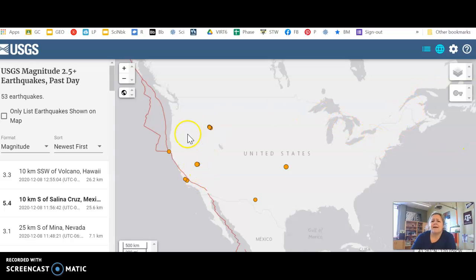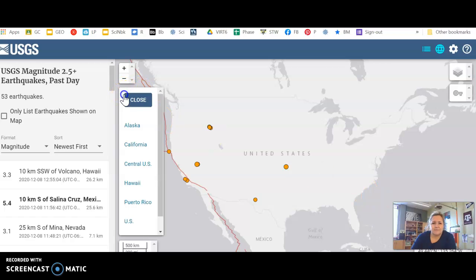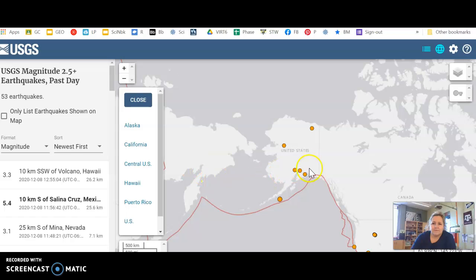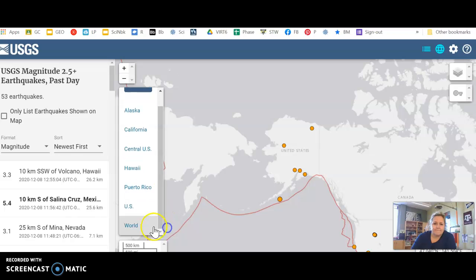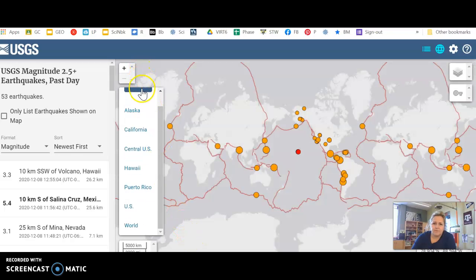Right? Maybe I want to look at something different in the United States, or maybe I can't see Alaska and I want to see Alaska. So Alaska's been busy, right? And you see this plate boundary, right? Here's the Pacific plate. So Alaska's had some going on. Or maybe I want to go out and look at the whole world. Okay, let me close this.